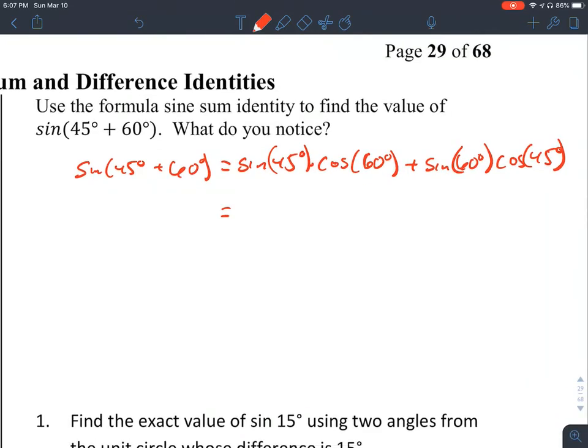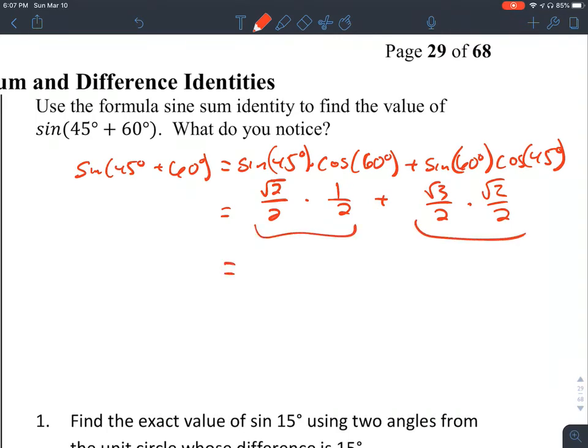Using the unit circle, sine of 45 degrees is square root of 2 over 2. Cosine of 60 degrees is 1/2. Sine of 60 degrees is square root of 3 over 2. Cosine of 45 degrees is square root of 2 over 2. Remember about a month and a half ago when I said you learn the unit circle? We're going to be using it forever.